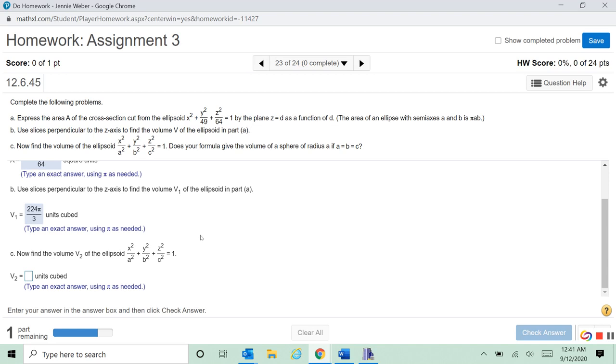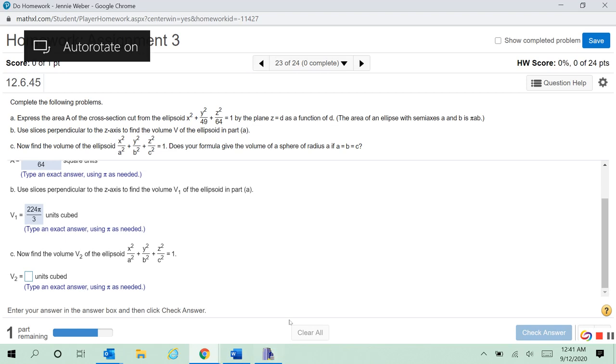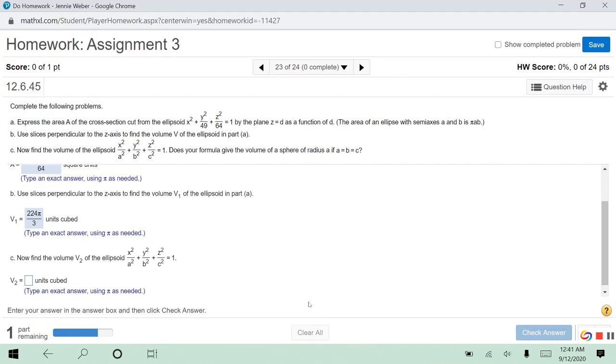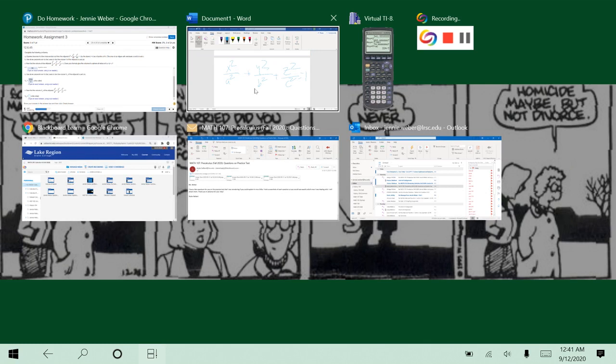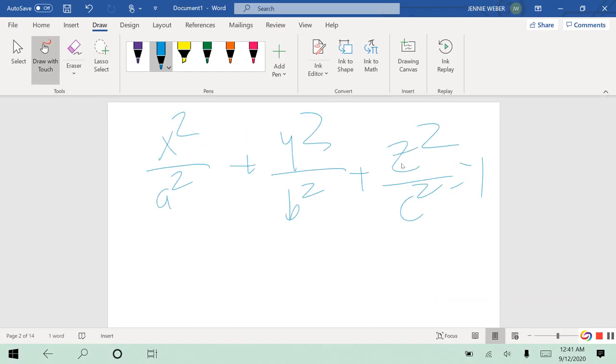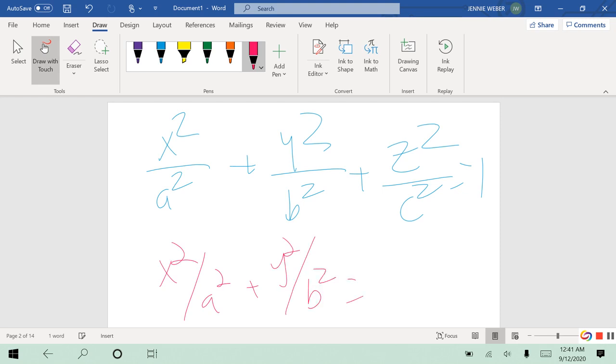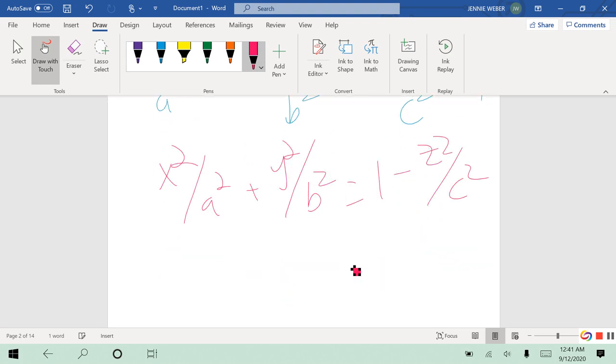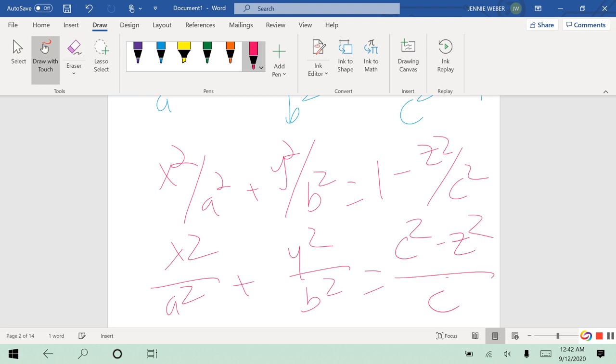So I want to move that z over so then I can be in terms of just my regular ellipse, and then I'm going to integrate. It's going to be lots of fun here. Okay, so x squared over a squared plus y squared over b squared equals 1 minus z squared over c squared. Same process here, plus y squared over b squared. So this is c squared minus z squared over c squared.